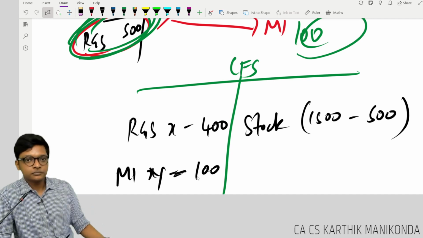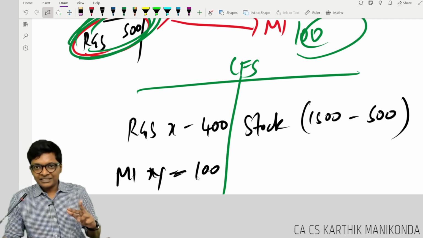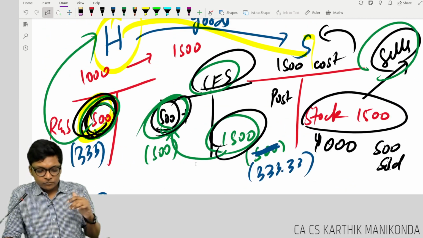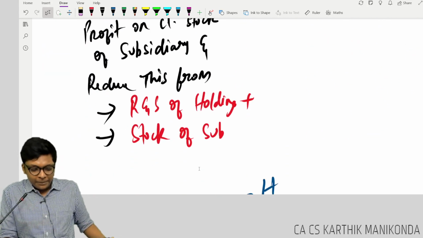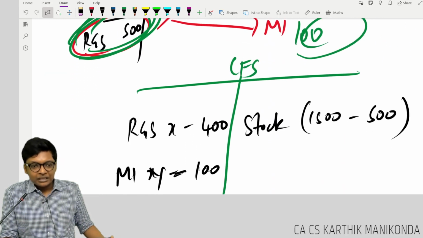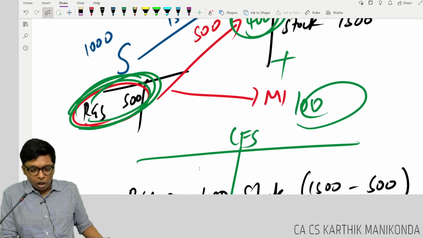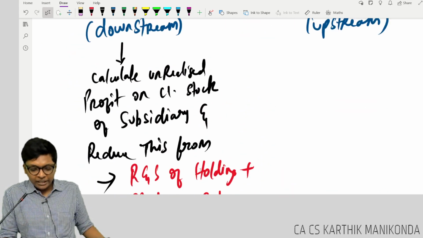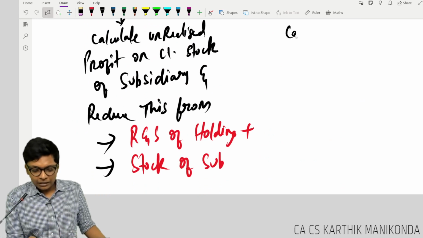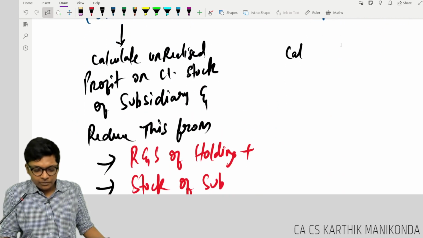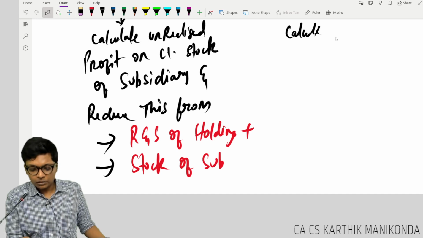Are you following up? The only difference is in downstream, adjustment is happening anyway in holding books only. But upstream, it's happening in consolidation. Are you following, guys? After the transfer. So here you write down same thing. Calculate in upstream, guys.